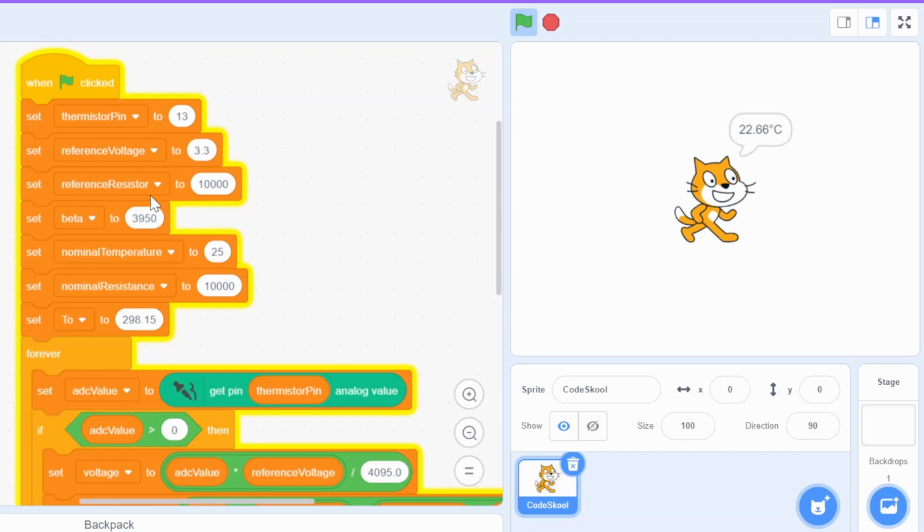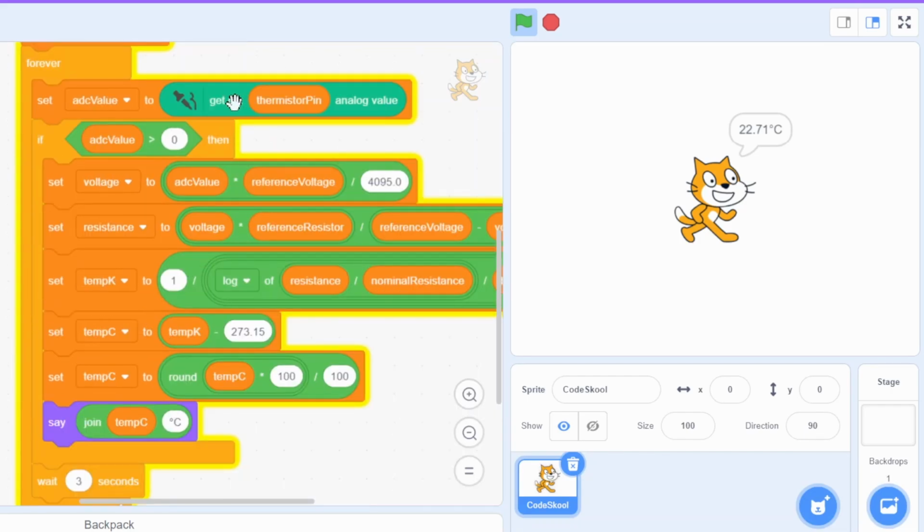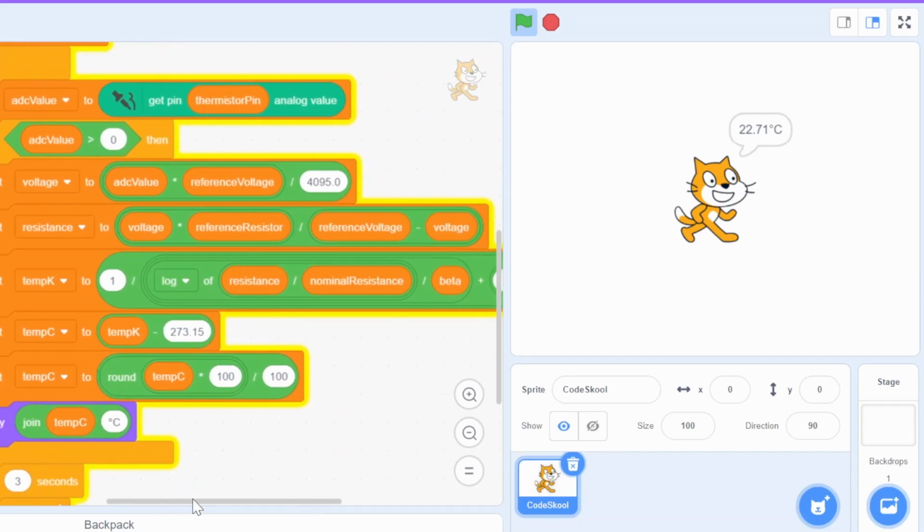Normally the NTCs that come are like 3950, and the nominal temperature is like 25 degrees, and at 25 degrees this is the Kelvin 298.15. So I'm just reading the ADC value, and if the ADC value is successfully read, I'm calculating the voltage, then the resistance, and using the resistance I'm calculating the temperature in Kelvin. So this is the formula.